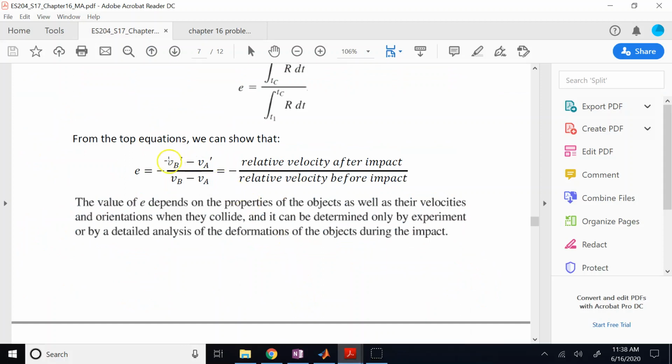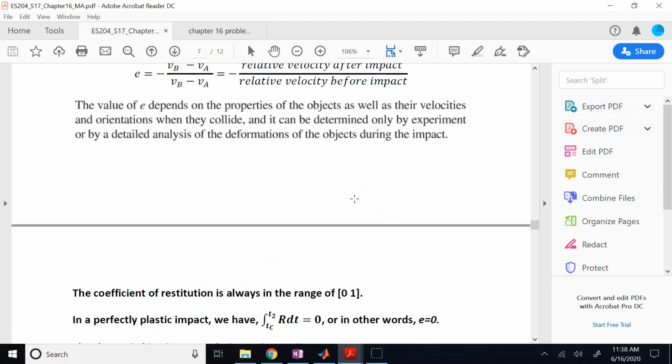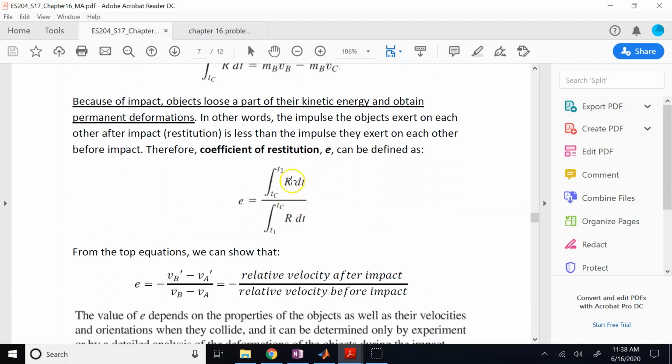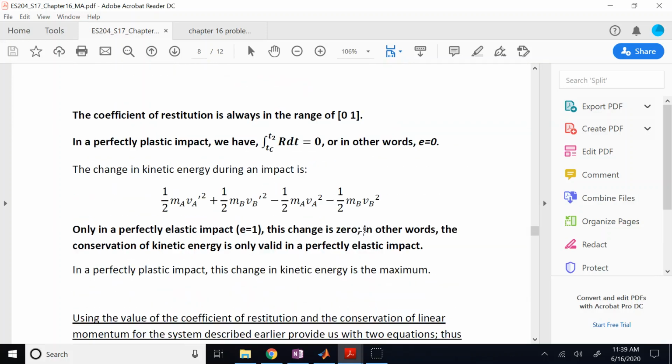Now, what range of values do we expect for this E? This E, we can show that it is always in the range of 0 to 1. If it's 1, means that the impulse ratio is 1, and so you are not losing any energy due to impact. In other words, the impact is what? Perfectly elastic.